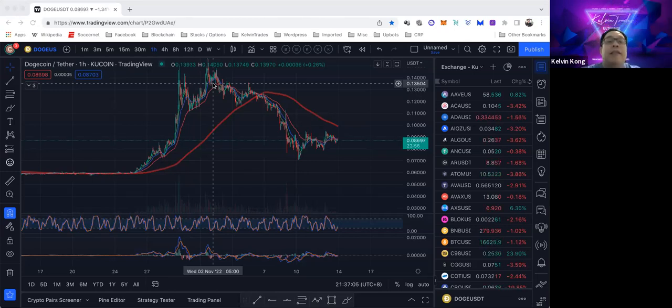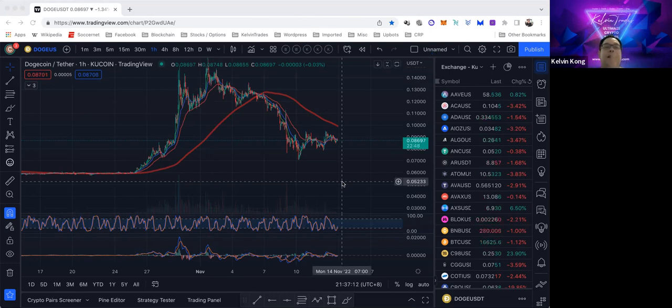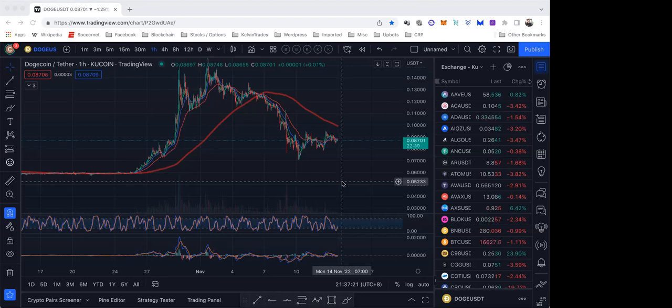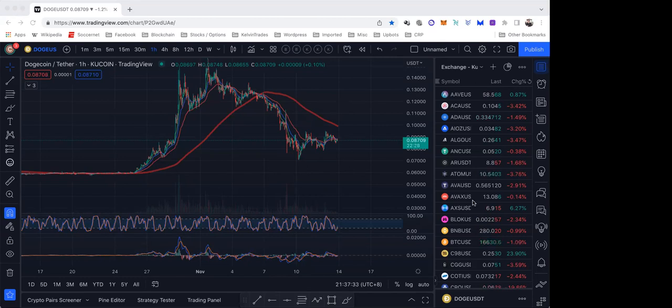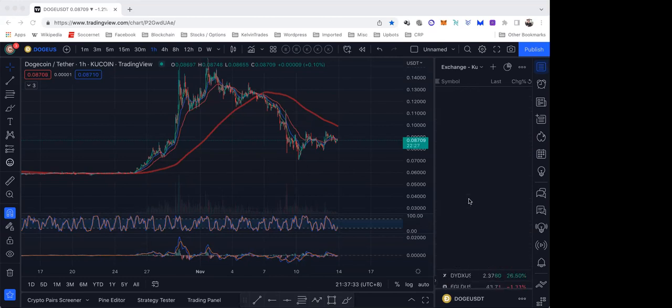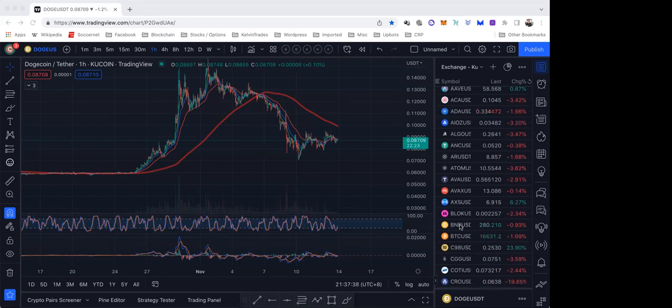Okay, who wants to start first? Oh, BNB. Who's that? John Chan, BNB. Okay, good. What exchange are you trading on? Coolcoin. BNB.